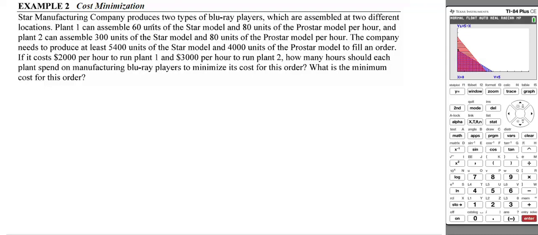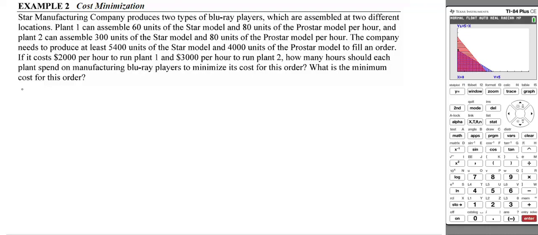If it costs $2,000 per hour to run Plant 1 and $3,000 per hour to run Plant 2, how many hours should each plant spend on manufacturing Blu-ray players to minimize its cost for this order? And what is the minimum cost for the order?